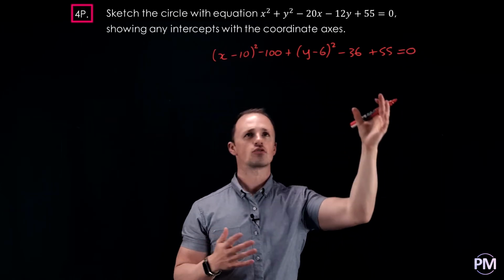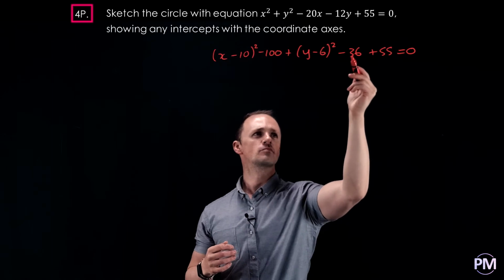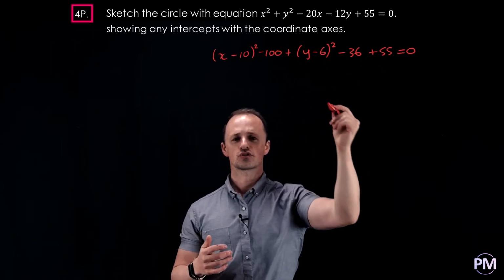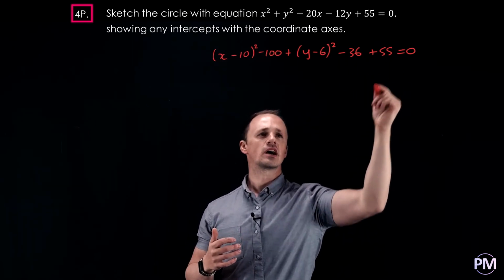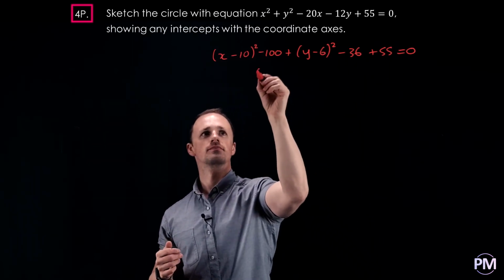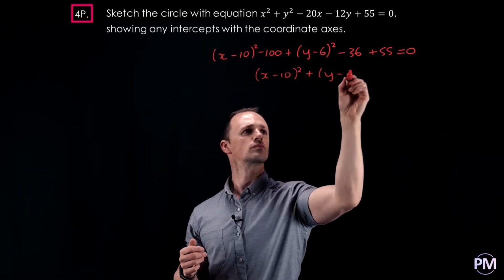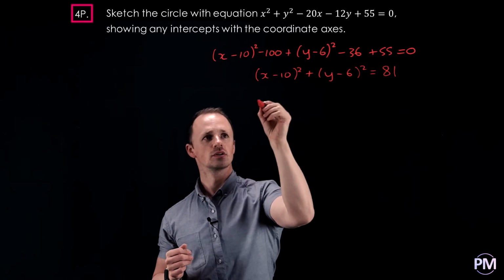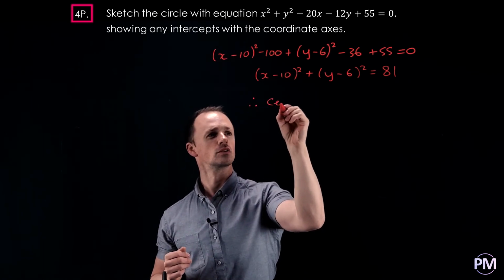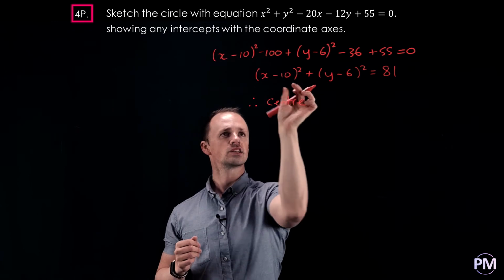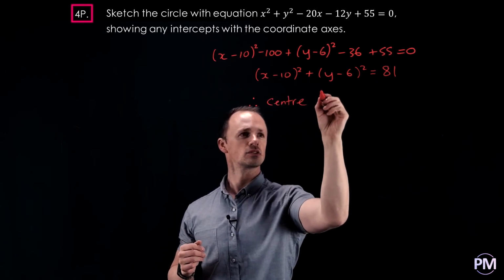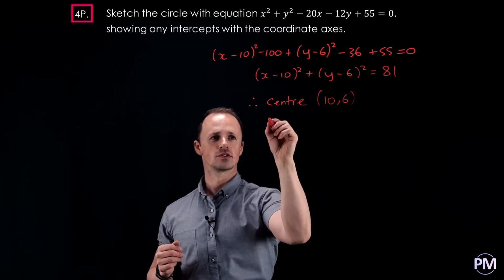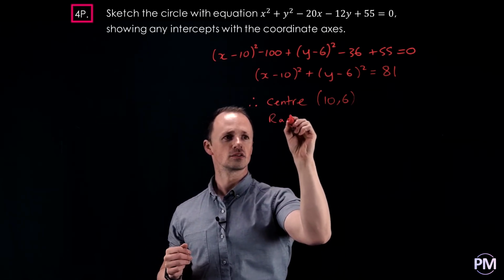So let's collect together all our constants. If we do 55 minus 36, that'll give us 19. And then if we subtract 100, that's minus 81. Moving it over to the other side will give us plus 81. That gives us the centre and radius of our circle. The centre is going to be 10, 6. And the radius is the square root of 81, which is 9.